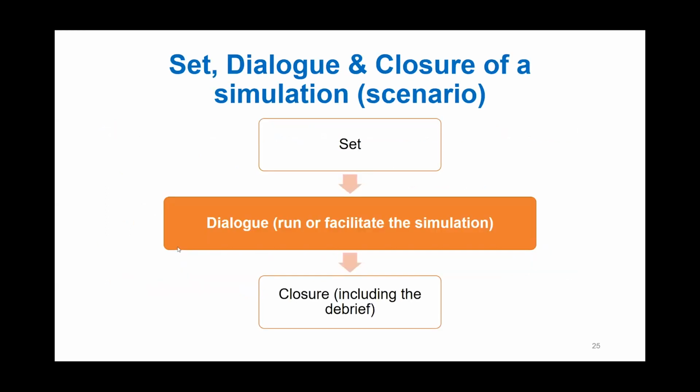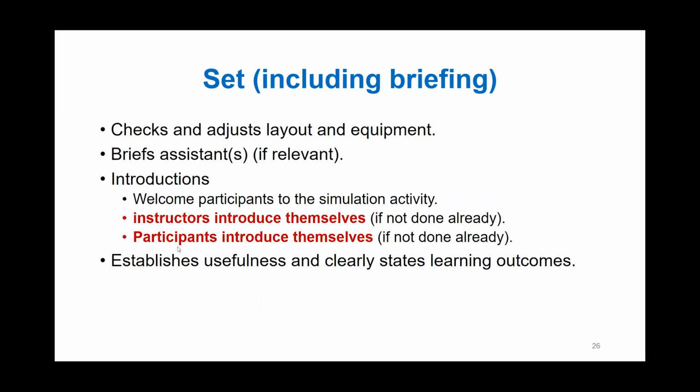So how do we set up, facilitate, and close the simulation? So we prepare. So we check and adjust the layout and the equipment. So in the room, the candidate should be able to approach the mannequin from each side, and the equipment should be all available. If you have an assistant, make sure that your assistant is aware of the simulation and aware of his role. And then you welcome them, you introduce yourself, let them introduce themselves, and establish why this session is really important and what the objectives of this session are.